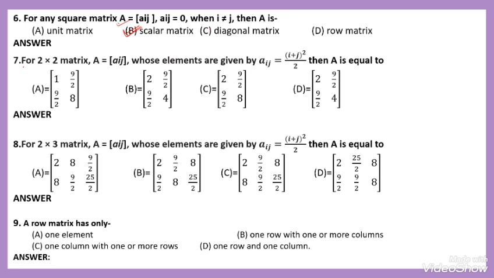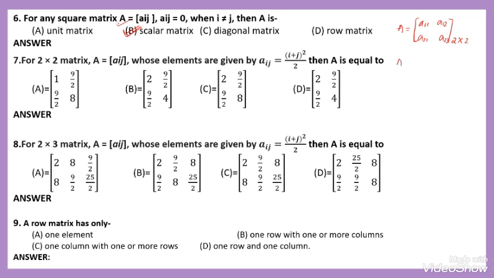Then for a 2 cross 2 matrix, A equals Aij whose elements are given by. We have to write the 2 cross 2 matrix using this form. First I can write the general form of the matrix of order 2, that is A11, A12, A21, A22. Here, this is of order 2 cross 2. There are 2 rows, 2 columns. Here the first element, A11, represents first row, first column.